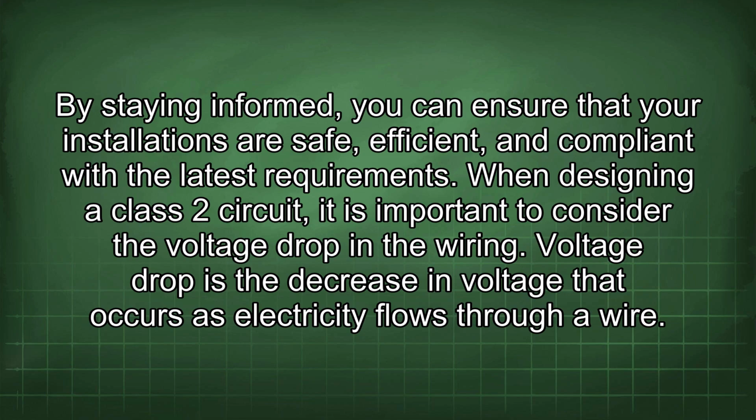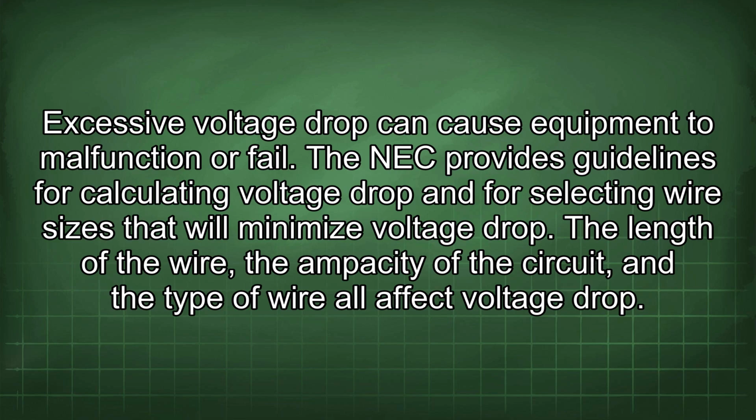When designing a Class 2 circuit, it is important to consider the voltage drop in the wiring. Voltage drop is the decrease in voltage that occurs as electricity flows through a wire. Excessive voltage drop can cause equipment to malfunction or fail. The NEC provides guidelines for calculating voltage drop and for selecting wire sizes that will minimize voltage drop. The length of the wire, the ampacity of the circuit, and the type of wire all affect voltage drop.